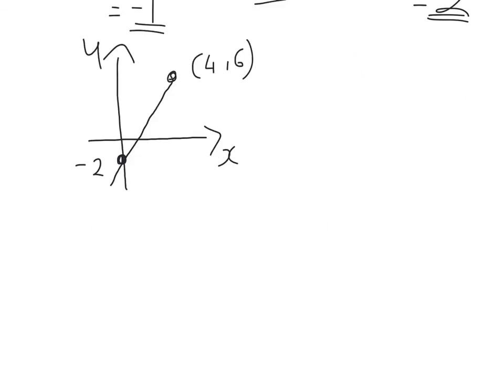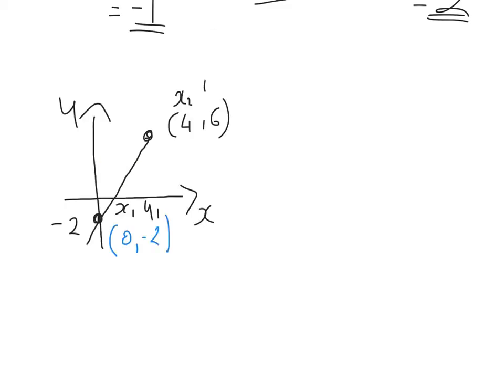Okay, next one. I'm crossing the y-axis at minus 2, so that's 0, minus 2, and I've got 4, 6. So x1, y1, x2, y2. The gradient is y2 minus y1 over x2 minus x1. So just be careful here, that's 6 minus minus 2 over 4 minus 0. So 6 minus minus 2, y2 minus y1.